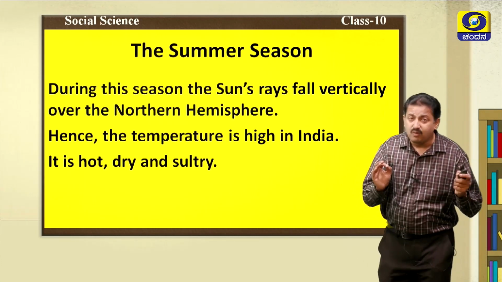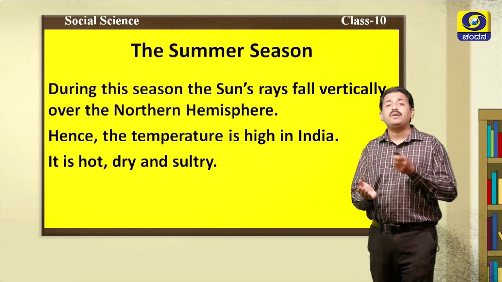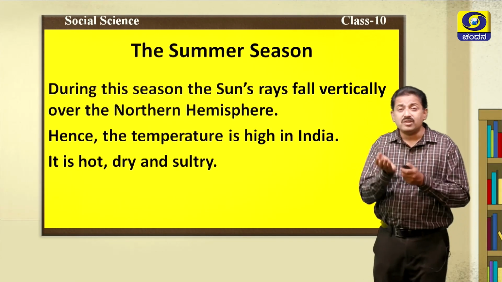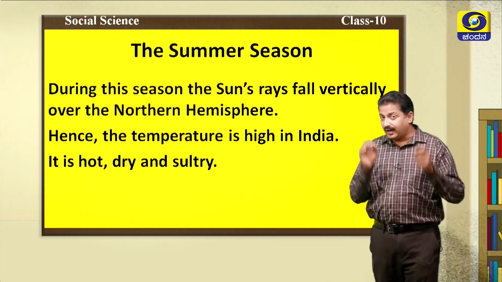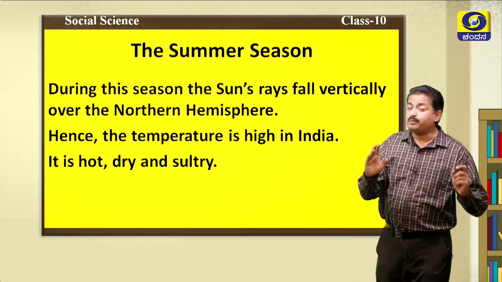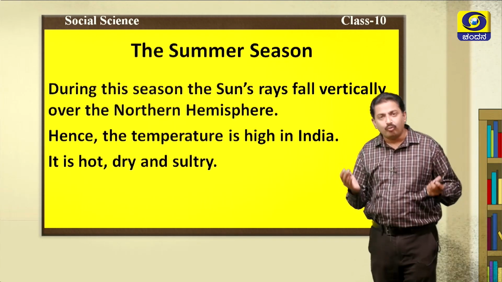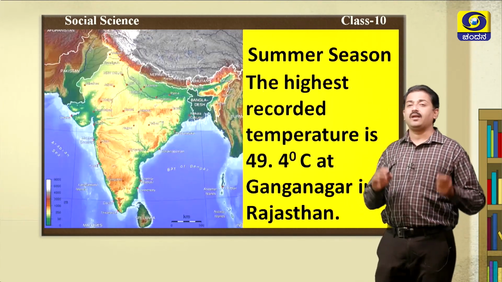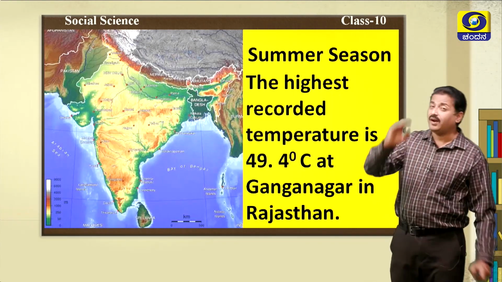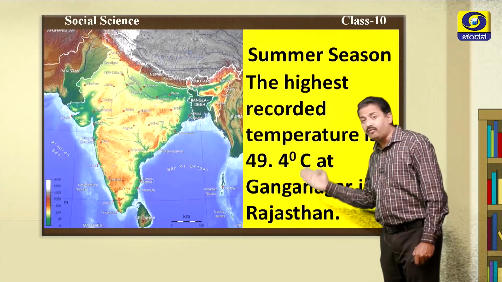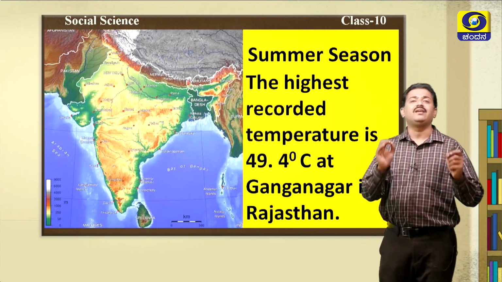Since we receive vertical rays of sun on the northern hemisphere, temperature goes high. Temperature will be high due to vertical rays of sun. At that time, India will experience hot, dry and sultry type of weather condition. Summer season has recorded highest temperature, that is 49.4 degrees Celsius at Ganganagar in Rajasthan.